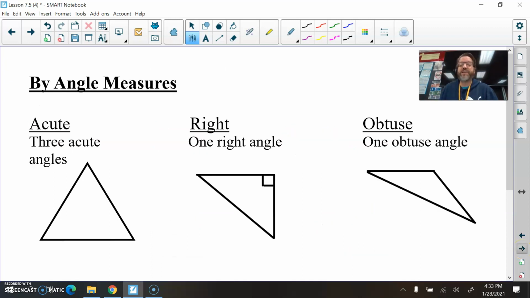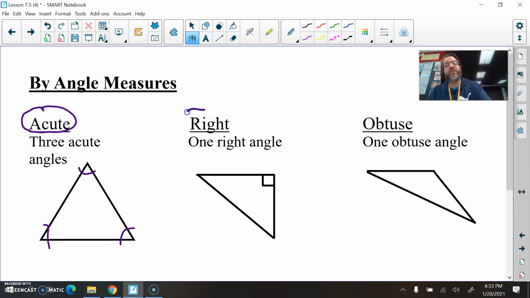We can also classify triangles by the angle measures. And we talked about acute, obtuse, and right angles. Well, we can also refer to triangles with these same terms. An acute triangle is one that has three angles that are all less than 90 degrees. This is less than 90 degrees. This is less than 90 degrees. This is less than 90 degrees. So it's an acute triangle.